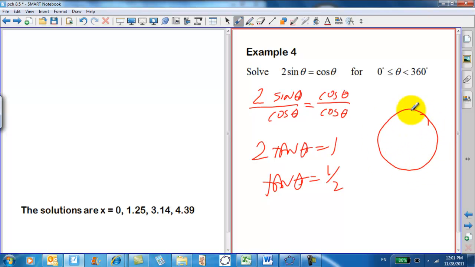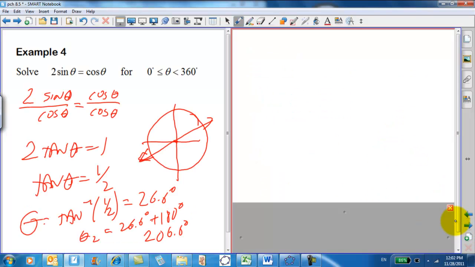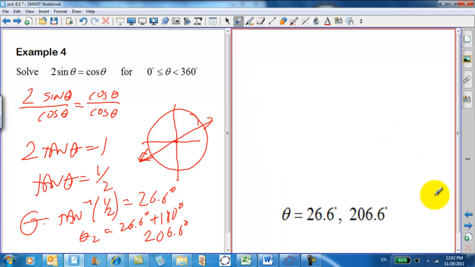Now that's not a special value for the tangent, but we can look to see where we're going to get our answers. A slope of roughly a half is something like this, and we're going to get a first quadrant answer and a third quadrant answer. And one comes off the calculator as the inverse tangent of a half, and that works out to be 26.6 degrees. Then we can get our second answer by taking 26.6 degrees and adding on 180. The tangent answers are all 180 degrees apart from each other. And there's your 206.6 degrees. And that checks out with the answers in the back.